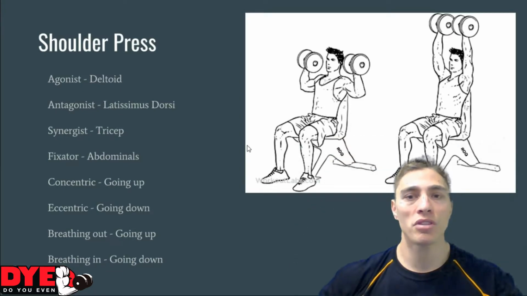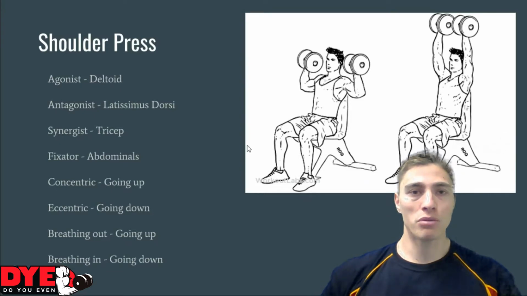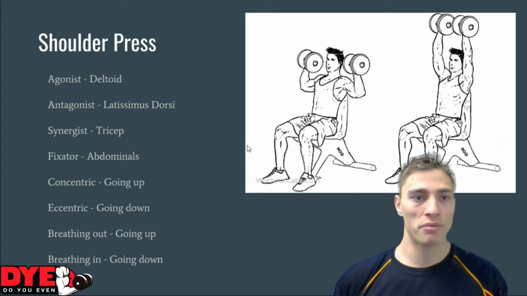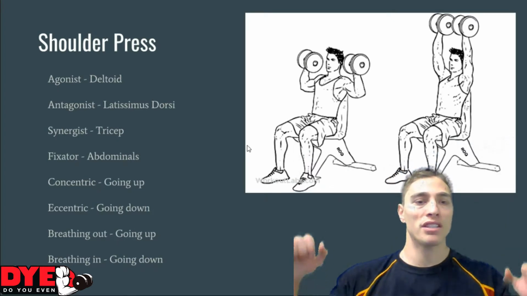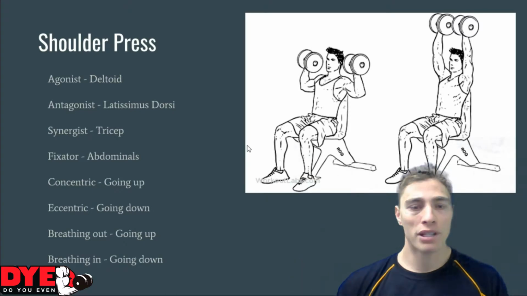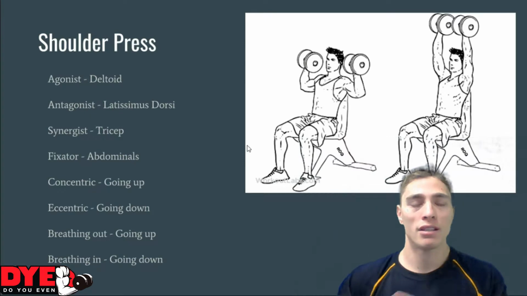Fixator, your abdominals. With a shoulder press, you need to stay nice and upright, so your abs will keep you nice and tight so you can perform that movement. Concentric, again, the working phase, going up, eccentric, going down. Breathing out as you're working, so breathing out as you're going up, breathing in as you are coming down.